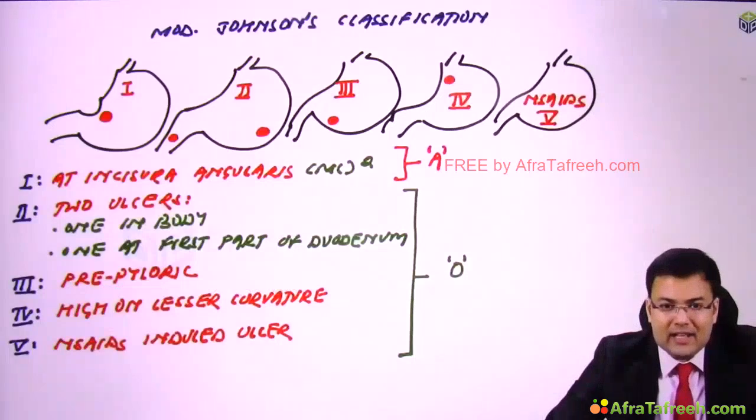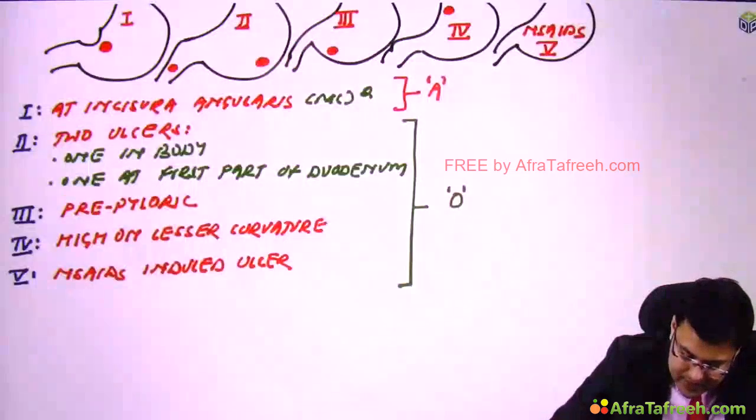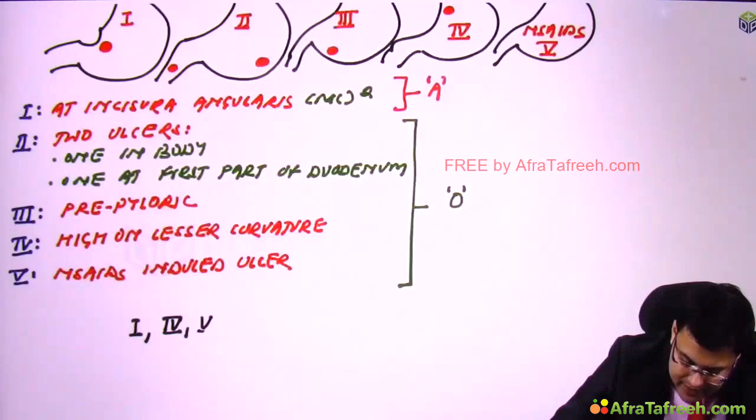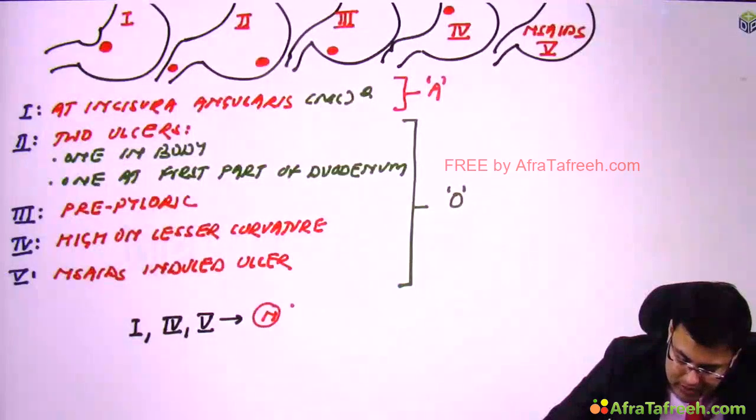After that, another question: out of these 5 types, type 1, type 4 and type 5 are associated with either normal or low acid production.